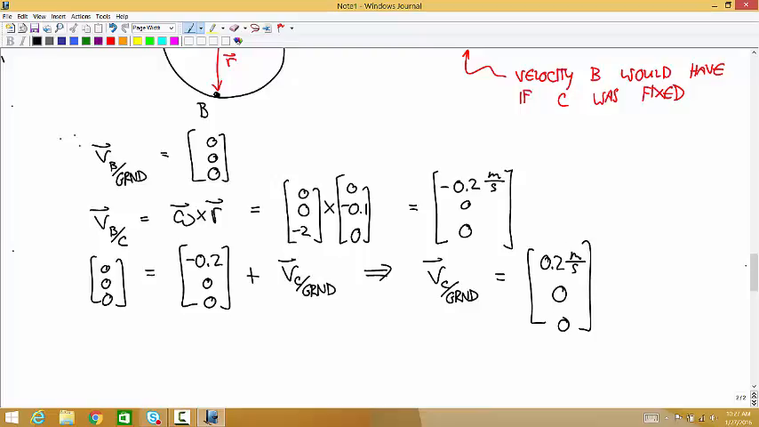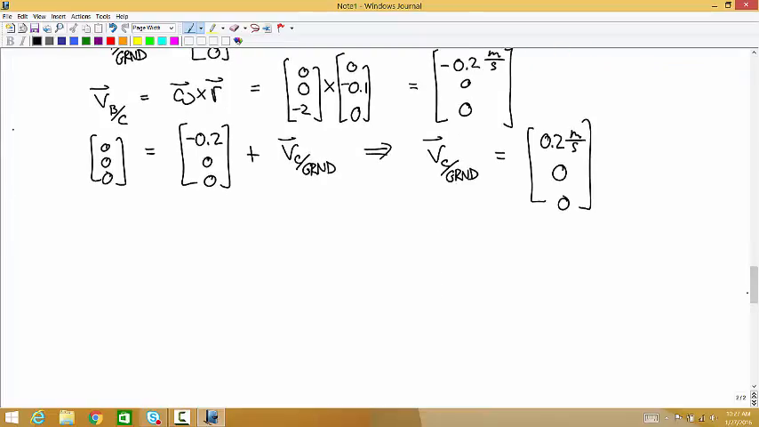Okay? So relative motion. And now we're going to do the same thing with the acceleration, but we have to use these two requirements for rolling without slipping. So relative motion says that the acceleration of B relative to the ground is equal to the acceleration of B relative to the center plus the acceleration of the center relative to the ground.